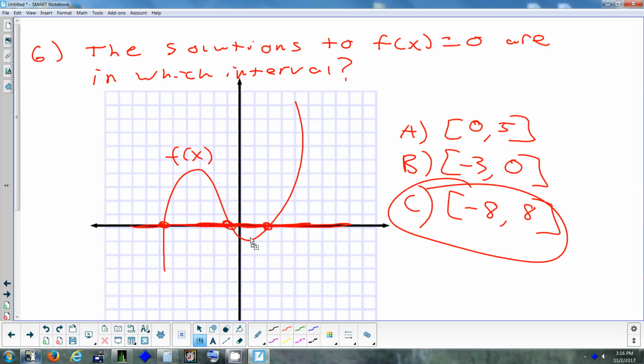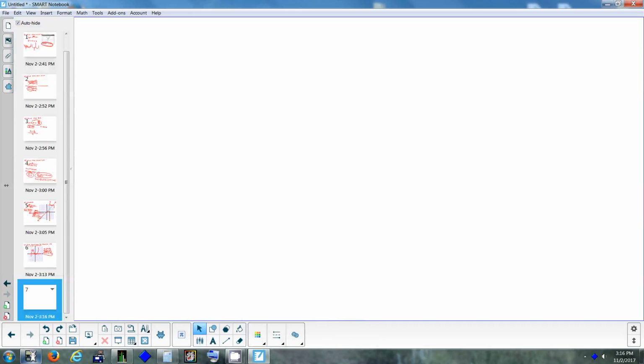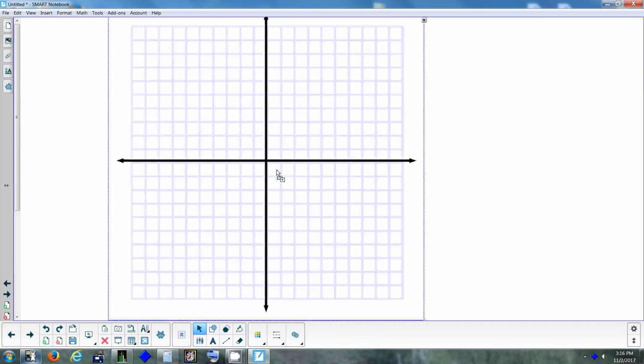So that was not too bad. Let's look at this one. Okay, here's another one that I'm going to give you a formula, but to make it quicker, I'm just going to graph something.